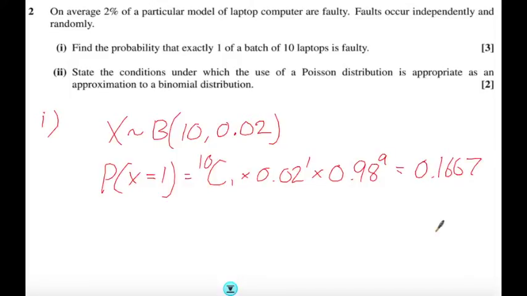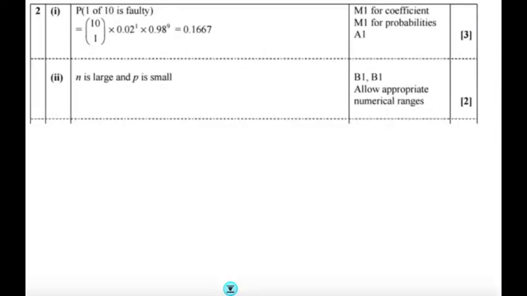State the conditions under which use of a Poisson distribution is appropriate as an approximation to a binomial. Right, now here they're not looking for all the stuff about independent, random, uniform rate and all that, because if it's already a binomial distribution, that's already assumed, so we know the faults are independently and random. So for this to be true, the number of trials has to be large, so i.e. n has to be large, and the probability has to be small, so p is small. And I imagine that's all they're looking for. Right, so you get 3 marks for that, which is alright for a S1 question, and then n large, p small.